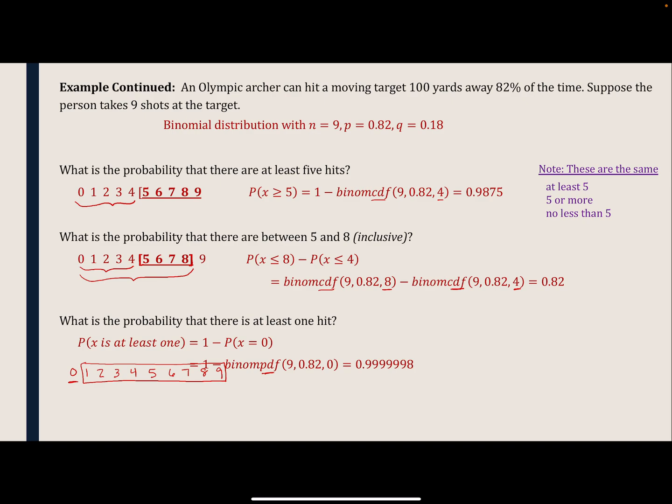Also notice my answer. I got a whole bunch of 9s, but I did not round this to 1. If you round a probability to 1, you are saying that they are guaranteed to get at least 1 hit, right? A probability of 1 means that that event will always happen. That's not the case here. Now, the probability that it doesn't happen is extremely small, but it's not a guarantee. So don't round this to 1, right? We're talking about probabilities here, so you do not want to say that there is an absolute probability that they will get at least 1 hit.